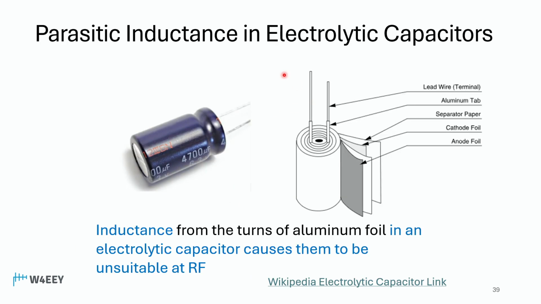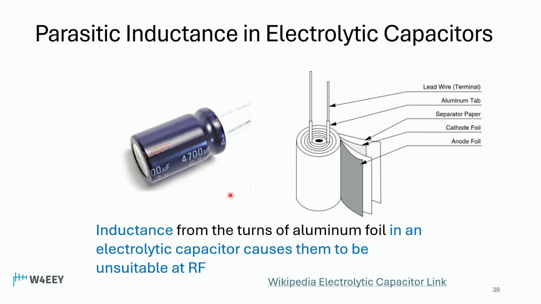Now they do talk a little bit about parasitic inductance in electrolytic capacitors. Electrolytic capacitors are typically used in power supply or audio frequency applications. They don't work well at RF. This is the construction. Inductance from the turns of aluminum foil in an electrolytic capacitor causes them to be unsuitable at RF.